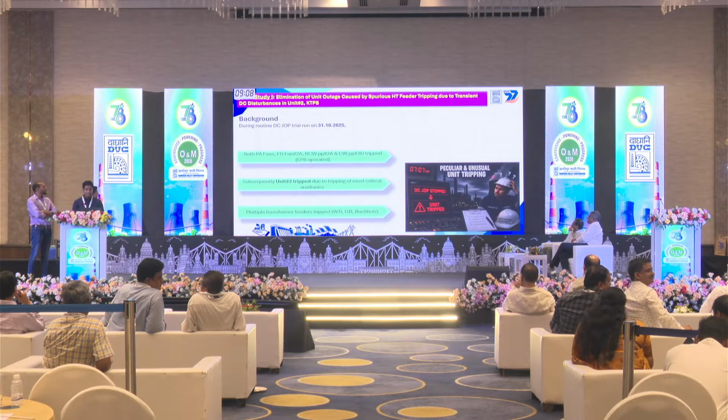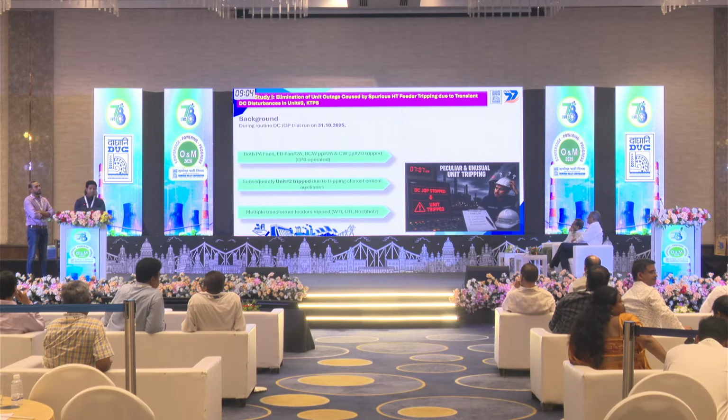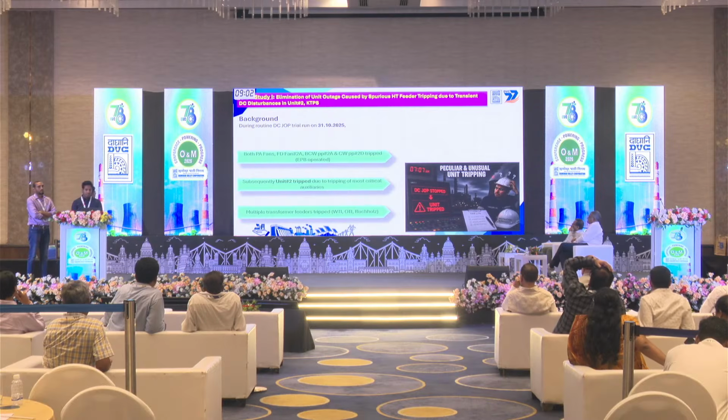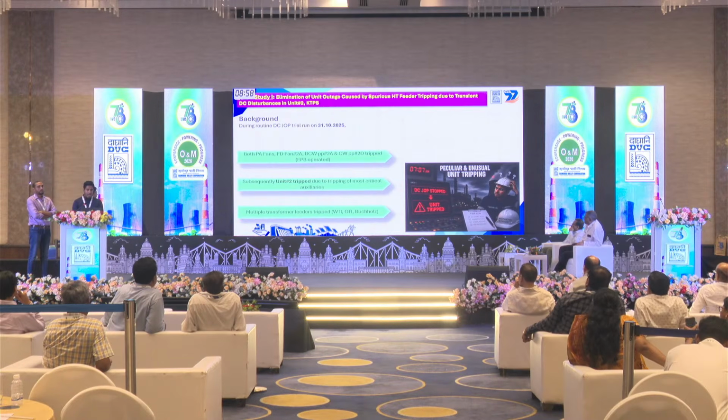The first case is about a peculiar and unusual unit tripping. It was the morning shift and the time was around 7 a.m. when the shift engineer started the DC GOP motor for a trial run. After completion of the trial run, when they turned off the motor, the unit suddenly tripped due to tripping of most critical auxiliaries like both PF and FD fan.